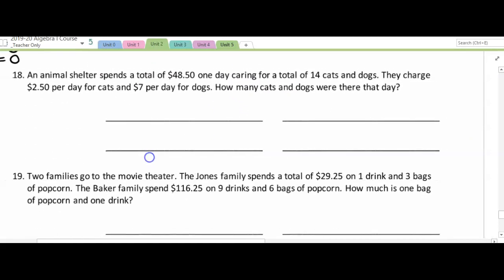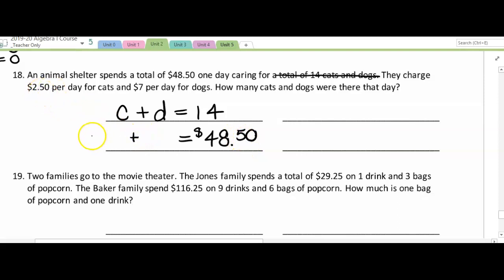An animal shelter spends a total of $48.50 one day caring for a total of 14 cats and dogs. So the number of cats, which we don't know, and the number of dogs combined gives me 14. That takes care of this information. But now we have a money clue as well. A total of $48.50 means how much we made on the cats, which was $2.50 per cat and $7 per dog.